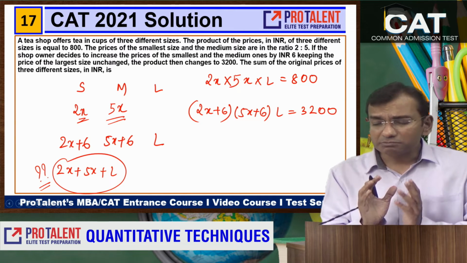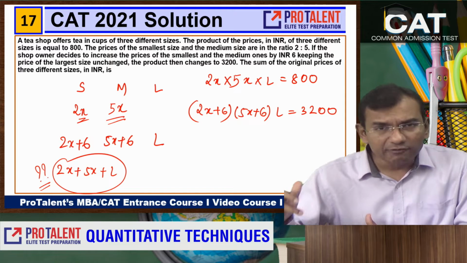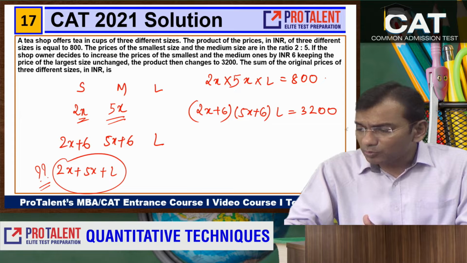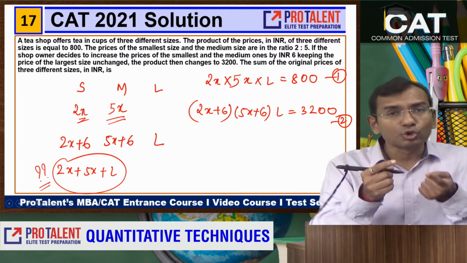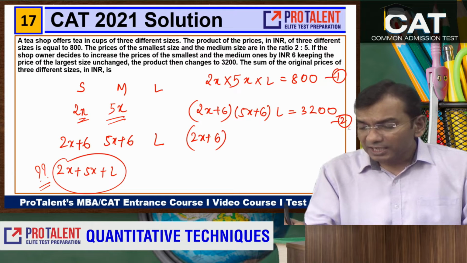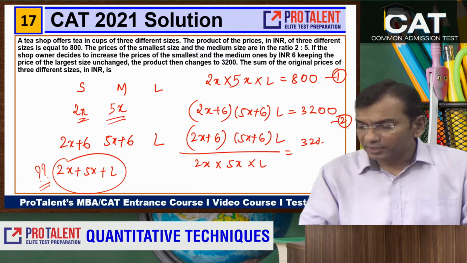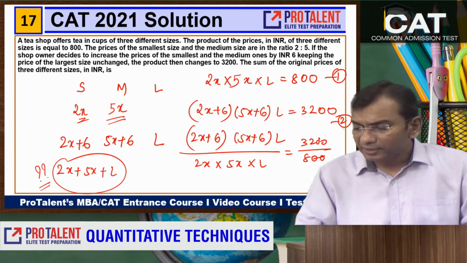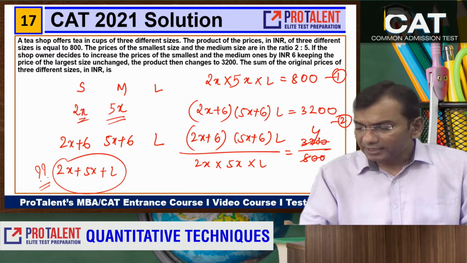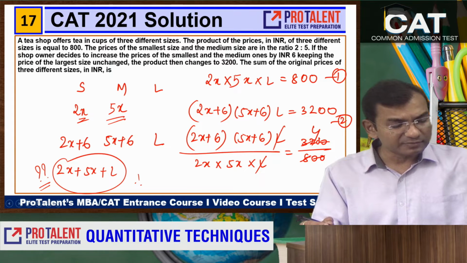Okay, now this may turn out to be easy. Let me check. Okay, we divide this. So this is equation number 1, this is equation number 2. 2 divided by 1 will make it 2x plus 6 into 5x plus 6 into L upon 2x into 5x into L is equal to 3200 divided by 800. So this is 4. Okay, L gets cancelled, top and bottom. Now this becomes easy for us.